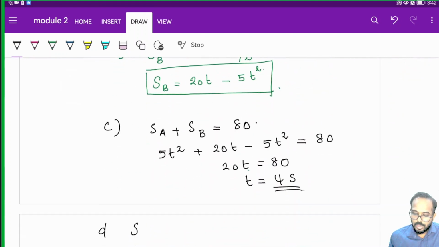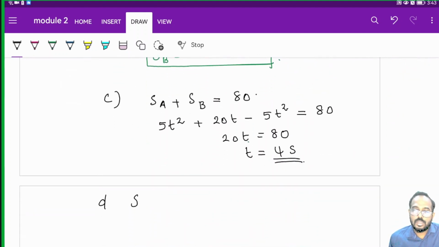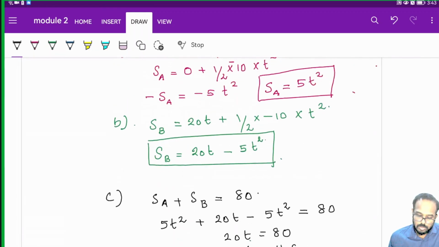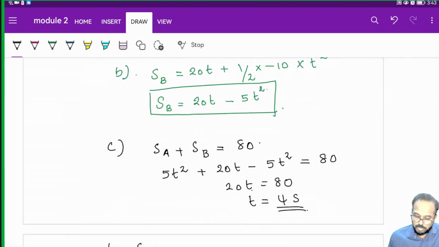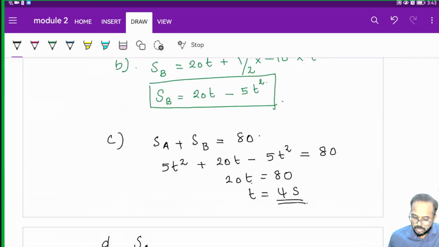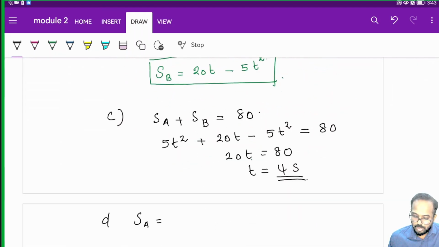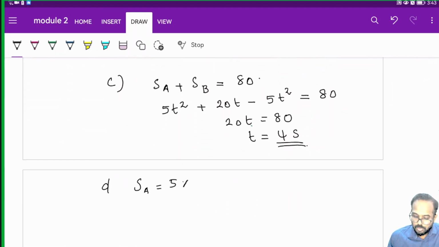You got the time, right? 4 seconds. After 4 seconds, the stones are meeting. So that displacement you can substitute. Displacement for B, if you are substituting displacement for A, you substitute displacement for A. SA is equal to, that will be easy, right? 5t square. So 5 into 4 square, which is 16 into 5, 80 meters.